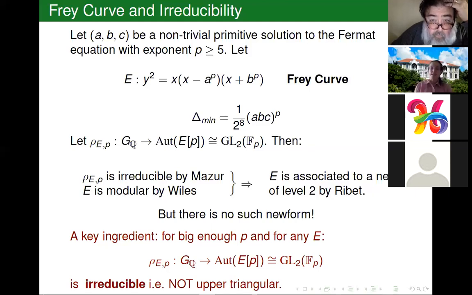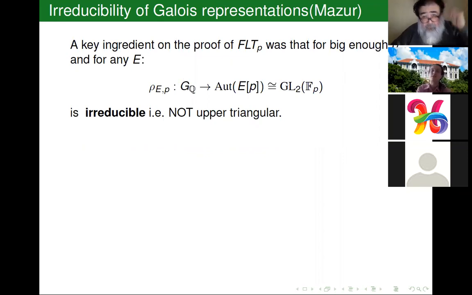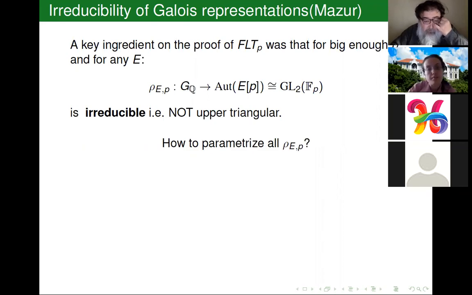Okay, so one of the key ingredients here is Mazur's result, which says that for big enough primes, this Galois representation is irreducible. In more precise words, it's not upper triangular. Okay, so let's try to understand the meaning of this a little bit more. We are looking for Galois representations that become irreducible for big enough p. But how can we study these? You want to study an infinite family of these. How can you do this?